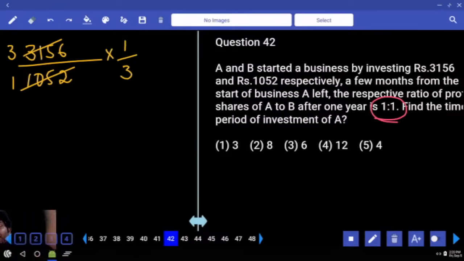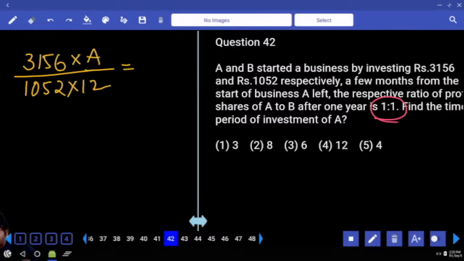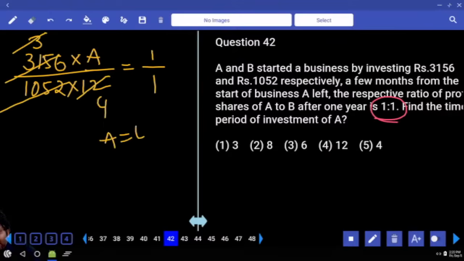Who is there from the beginning till the end? That is 3 parts equal to 12, then 1 part will be equal to 4. Otherwise, you'll have to write like this: 3,156 divided by 1,052. B is there from the beginning till the end, which is 12 months. A is there for some number of months. Profit is equal, 1 by 1. 3 times, 3 by 4 times, A is equal to 4.